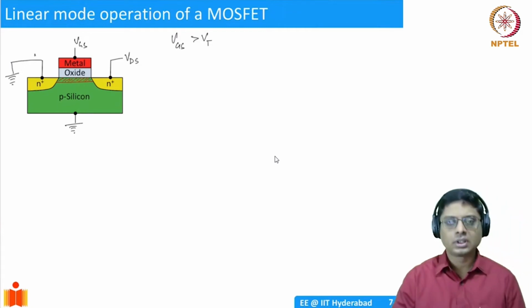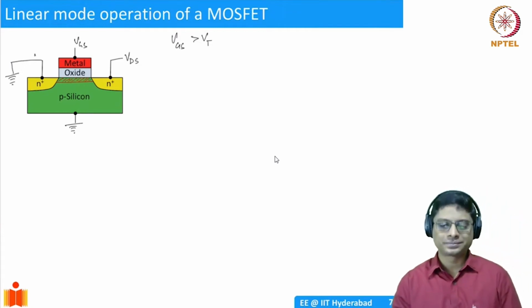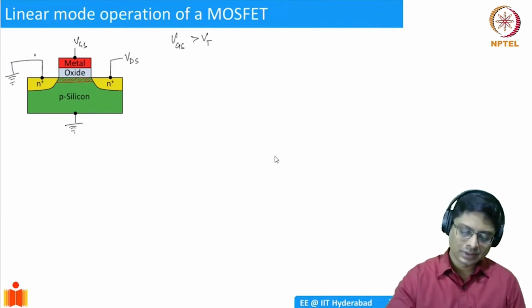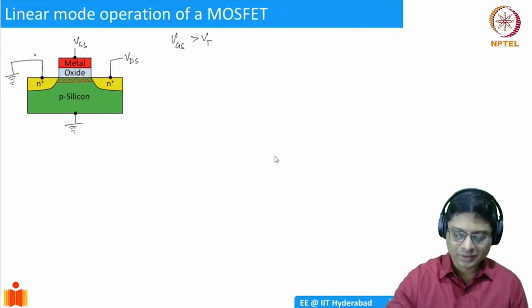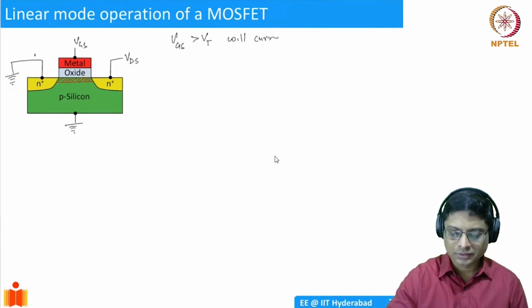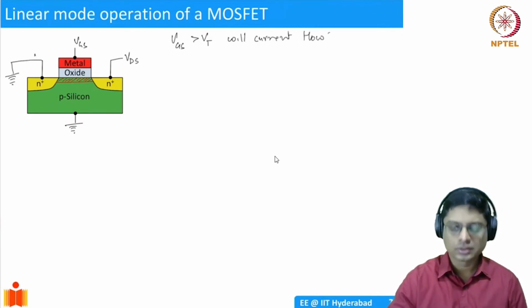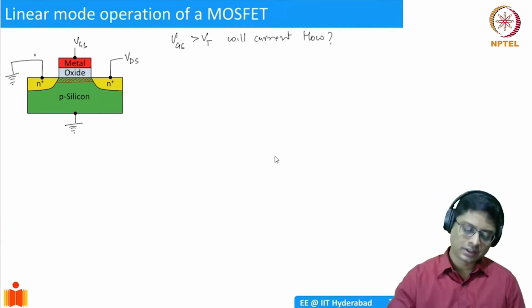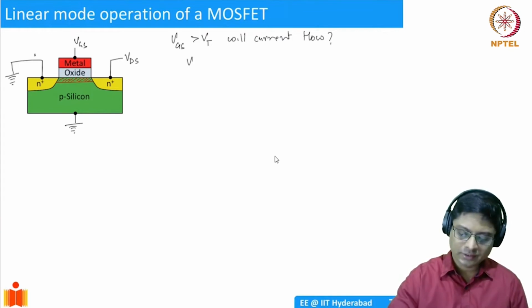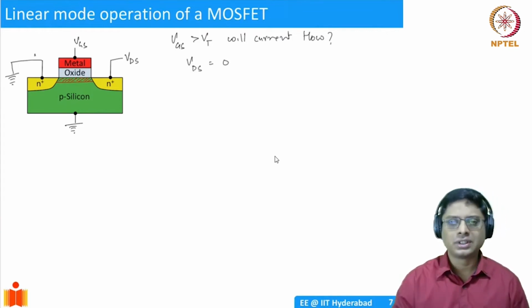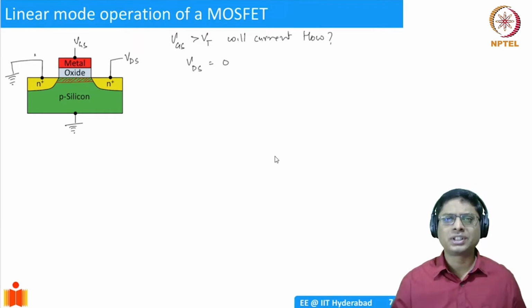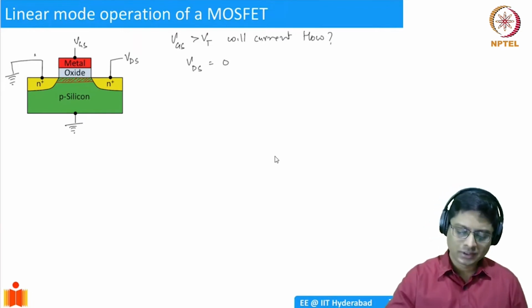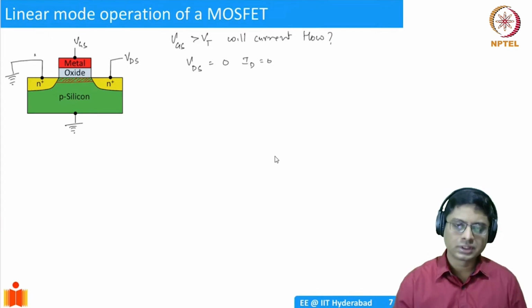Okay. So will the current flow? No. Back to same question. Will current flow? The answer is it depends. It depends on the drain voltage. Okay. If VDS equal to 0, then essentially there's no voltage to make the current flow, right? You just have charges. Okay. So ID equal to 0.